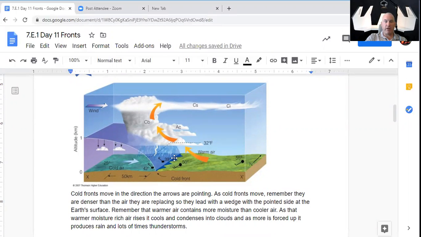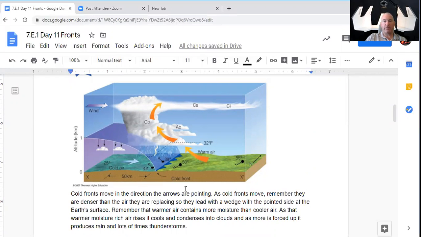See, here's the cold front right here on this map, this little 3D depiction. See that blue line with the triangles on it? It's moving that way. As the cold front moves, remember they're denser than the air they're replacing. So here's the cold air mass over here. It is denser, so it is down closer to the ground. There's the arrow showing it's moving. It's going this way, and the air in front of it is warmer.